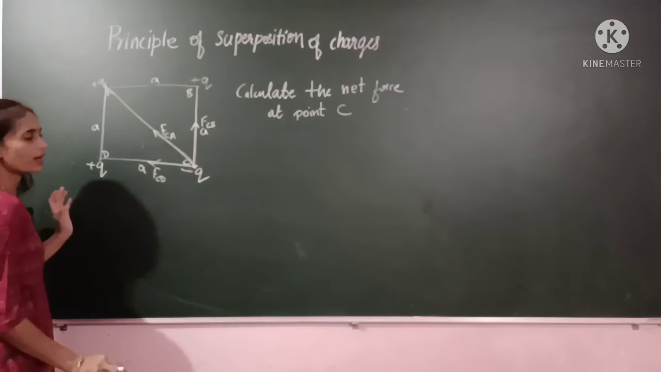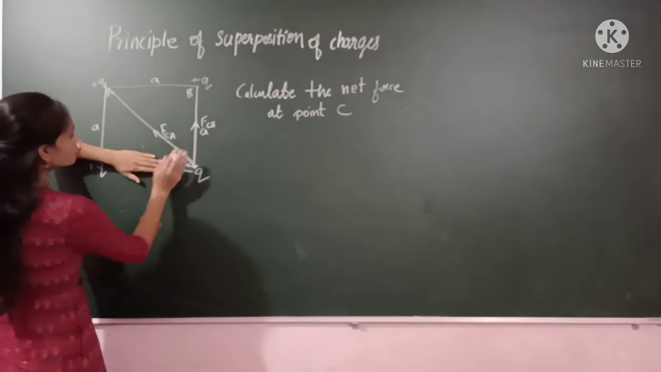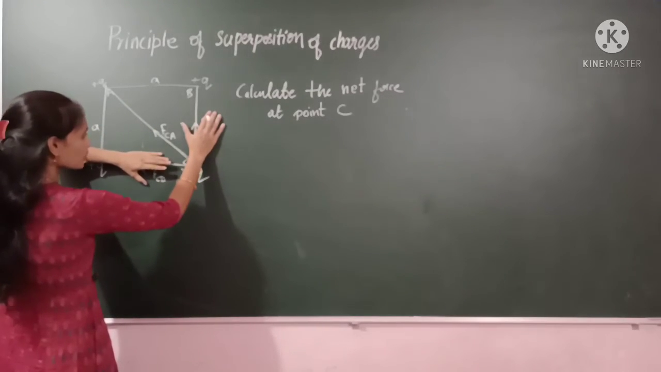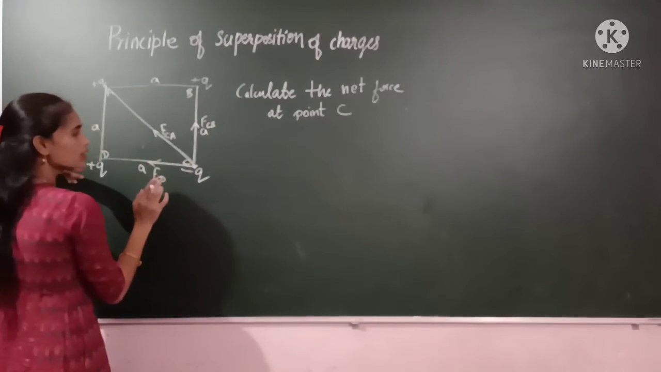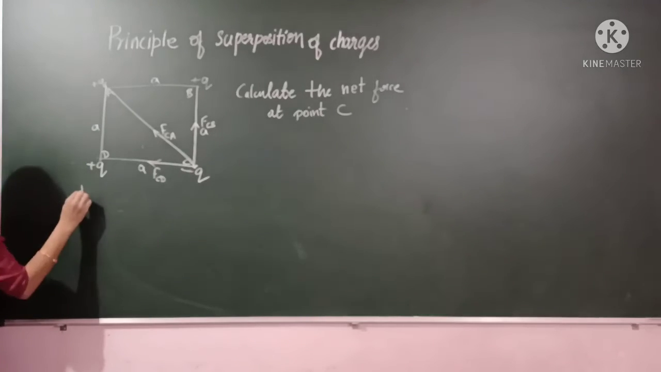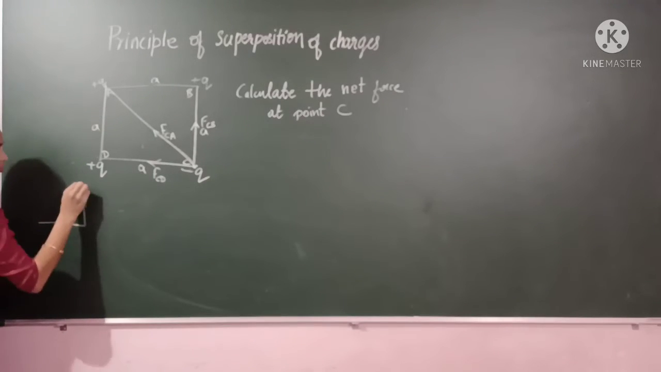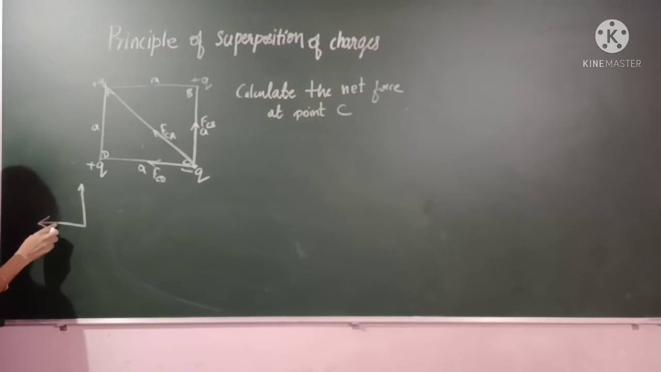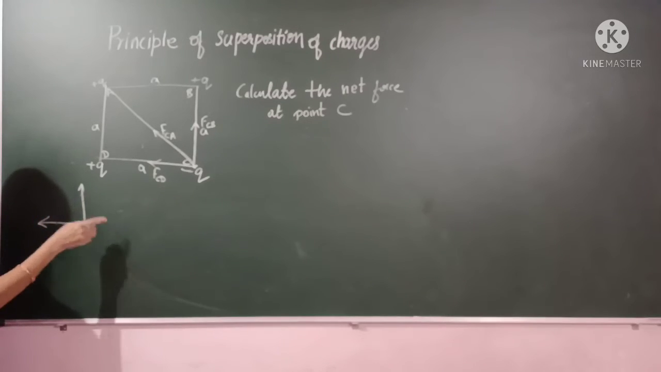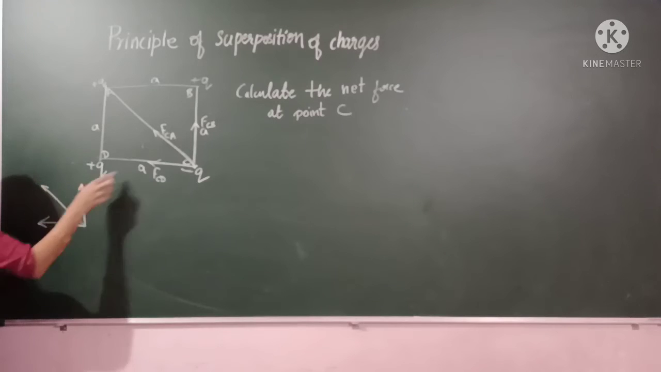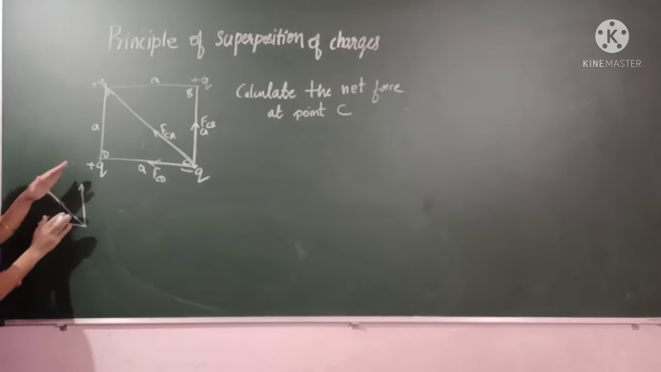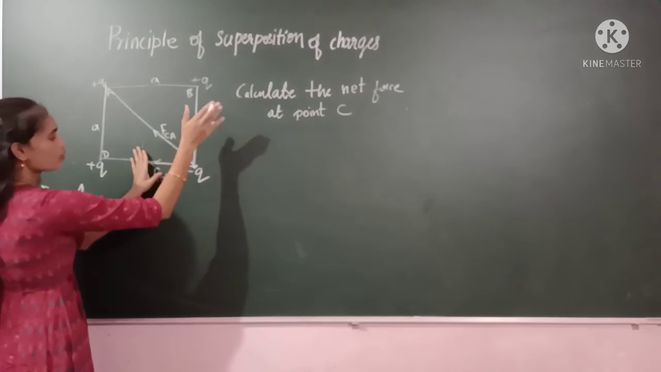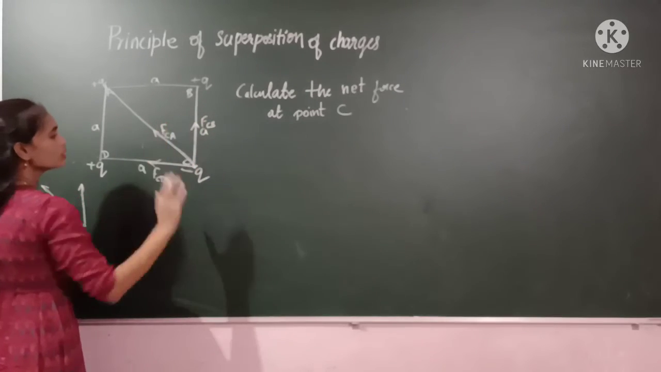First, we will take this force and this force. We will add these two forces first. Whatever answer we get, we have to add that answer with this third force. Okay. In vector addition, if these two are the vectors, then we add these two vectors. Whatever answer we get, we add that with the third vector. The first two vectors' resultant is added with the third vector.